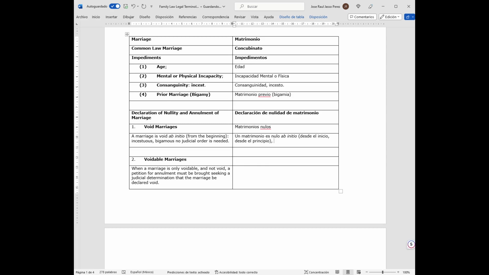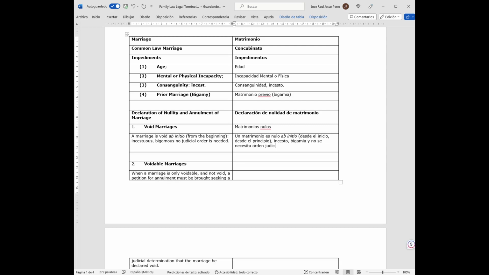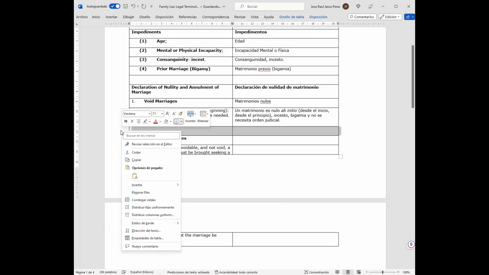And these marriages that are void ab initio are generally the marriages that include incesto, bigamia, y no se necesita orden judicial. That would be no judicial order is needed. Okay?